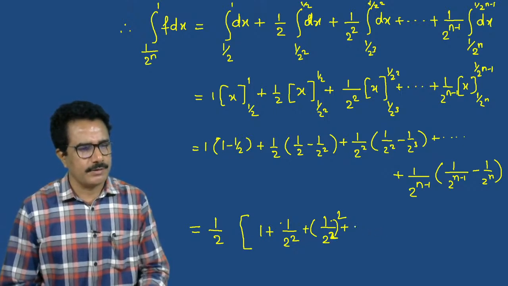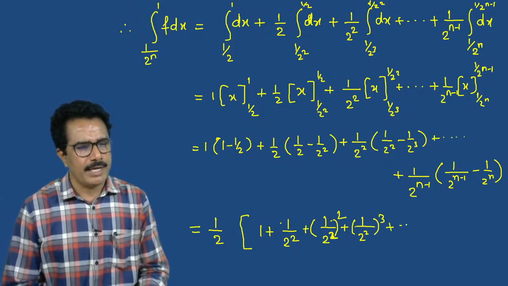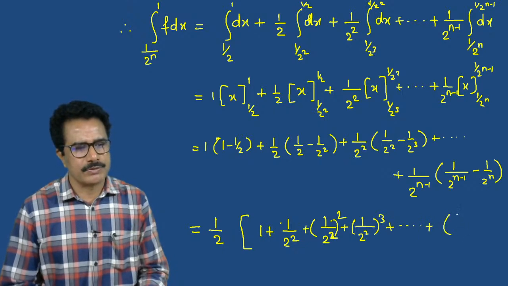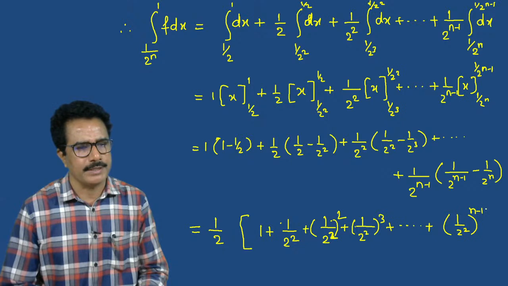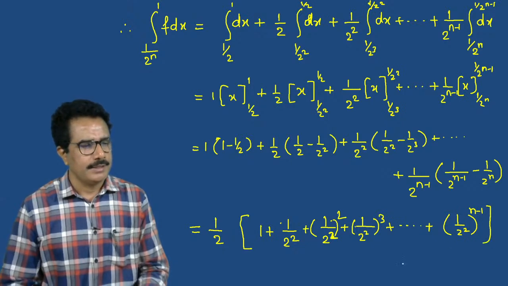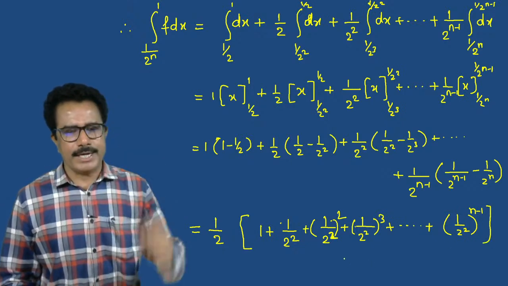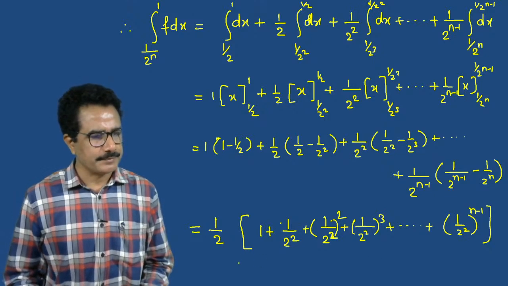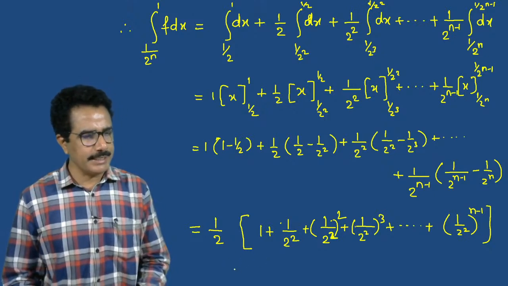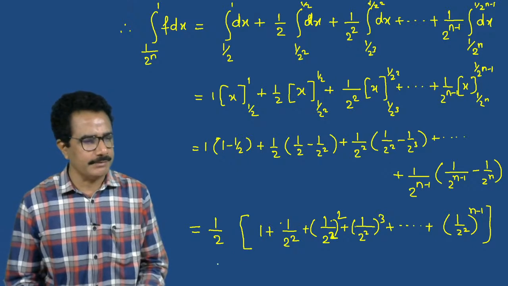Plus 1 by 2 squared bracket cubed plus dot dot dot plus 1 by 2 squared bracket raised to n minus 1. See this. So we can write this as, by the induction theorem.